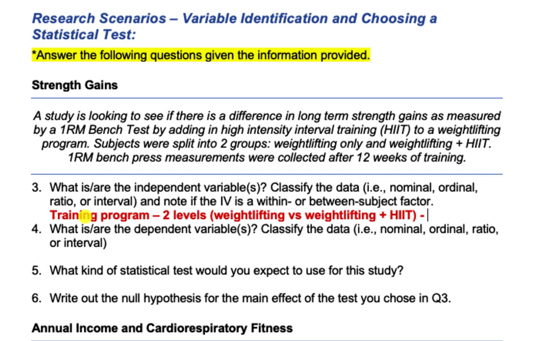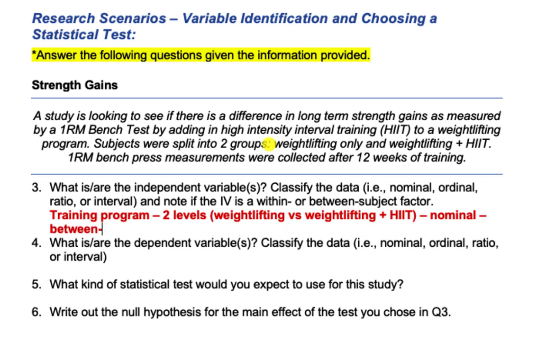As far as the type of variable, since we have two mutually exclusive categories, we would say that this would be nominal data. And we've also identified that subjects were split into two groups, meaning that the people included in one group were not included in the other group. So that tells us that we have a between subject factor for our independent variable.